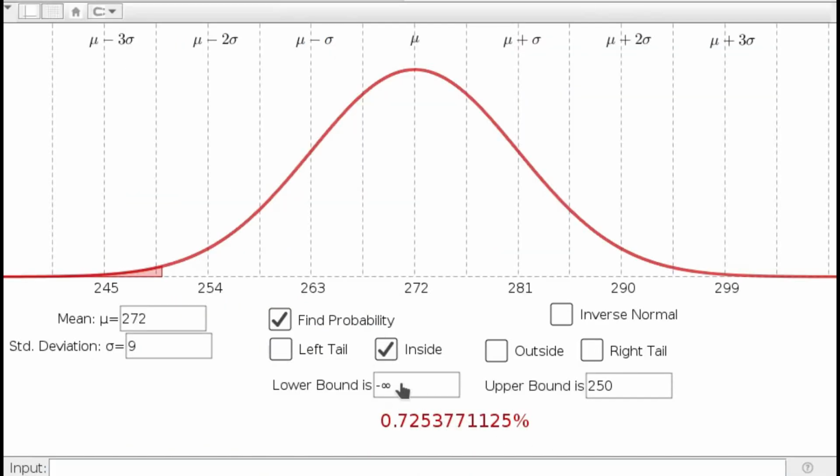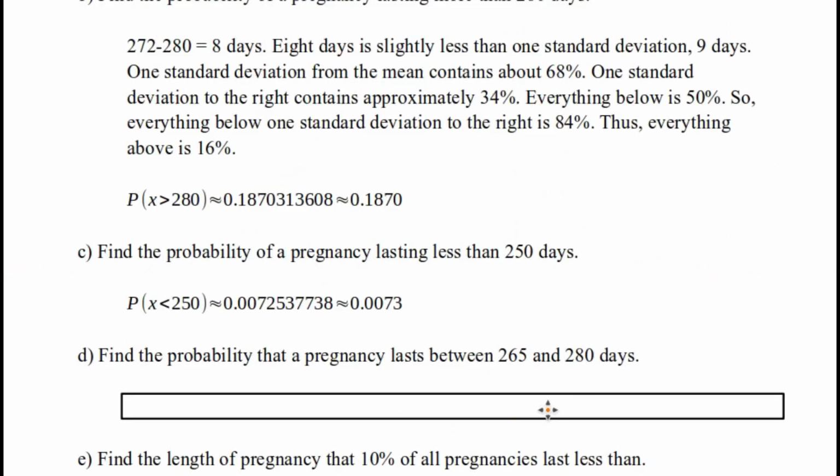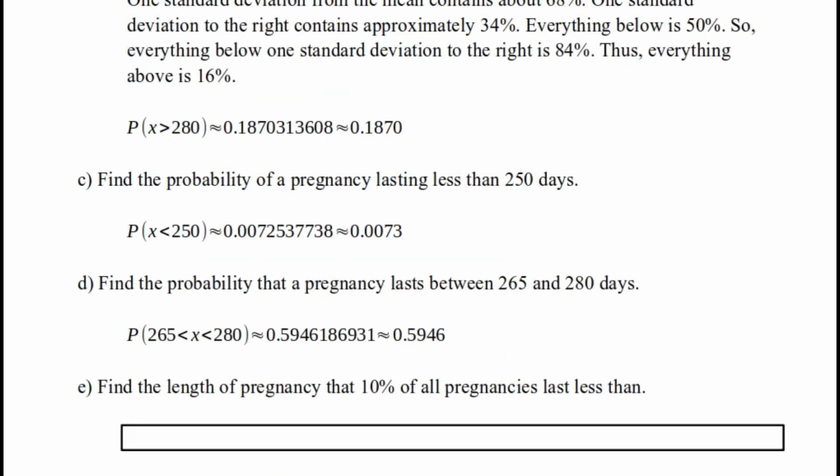Find the probability that a pregnancy lasts between 265 and 280 days. So we want an inside area. We want it to be 265 to 280. And the probability is about 60%, 59.4619% rounded. So we can write that as the probability that the random variable is between 265 and 280, and we can round that down to 59.46%.